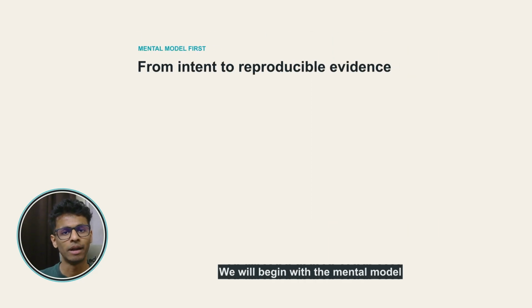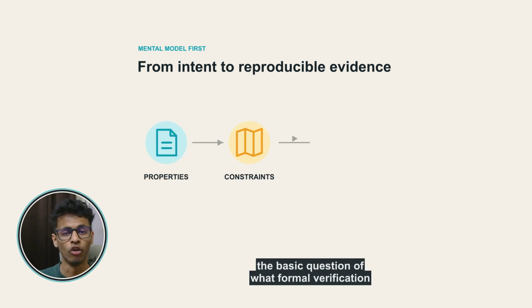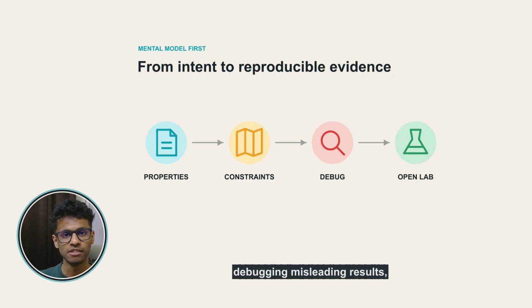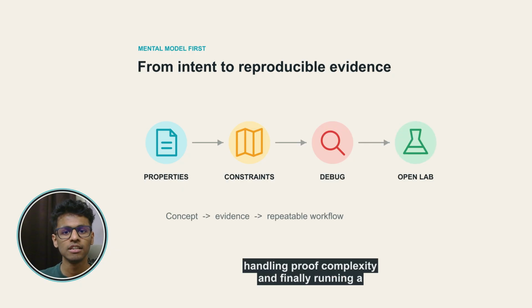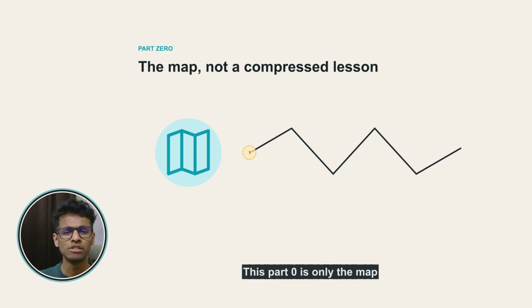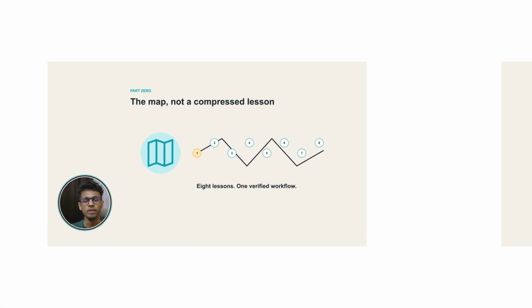We will begin with the mental model so that you know what all we will cover. Across the series, we will move from the basic question of what formal verification actually means to writing properties, understanding constraints, debugging misleading results, handling proof complexity, and finally running a reproducible open source lab so that you can learn yourself. This part 0 is only the map, so I'm not going to compress 8 technical lessons into a few minutes.